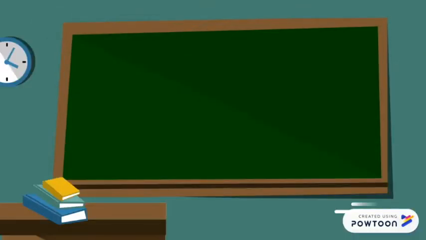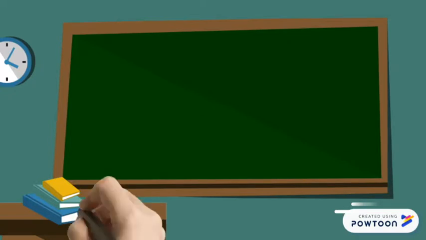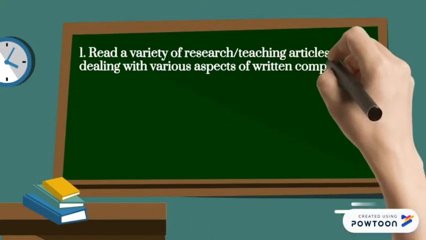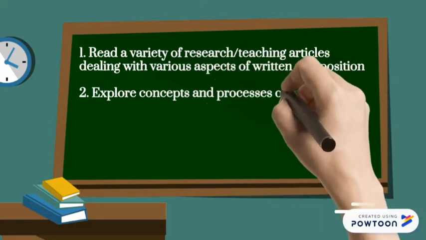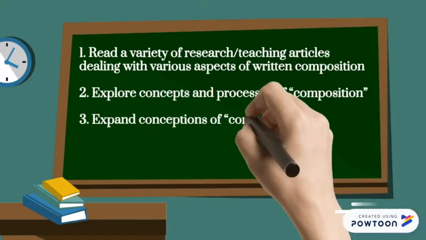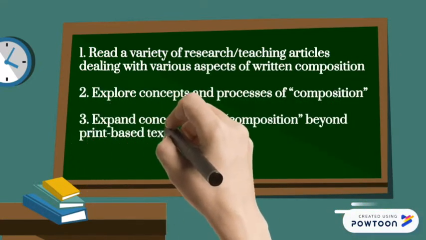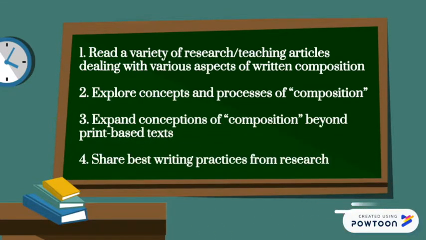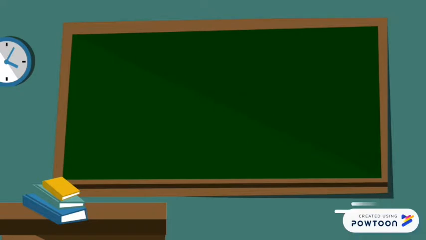So in order to do so, I want to go to the syllabus and look at just a couple of the objectives that are listed there. So the first 4 objectives will give you an idea of some of the goals for this class. First, we're going to read a variety of research and teaching articles dealing with various aspects of written composition. We're going to explore concepts and processes of composition. We're going to expand our conceptions of composition beyond just print-based texts. And we're going to share best writing practices from research.